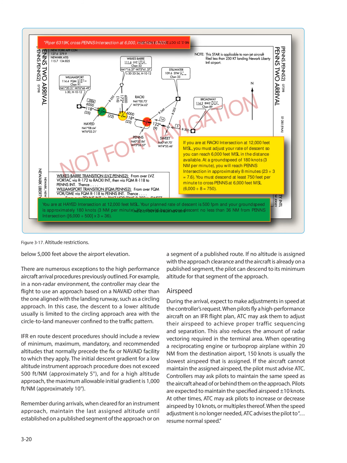Controllers may ask pilots to maintain the same speed as the aircraft ahead of or behind them on the approach. Pilots are expected to maintain the specified airspeed plus or minus 10 knots. At other times, ATC may ask pilots to increase or decrease airspeed by 10 knots, or multiples thereof. When the speed adjustment is no longer needed, ATC advises the pilot to resume normal speed.